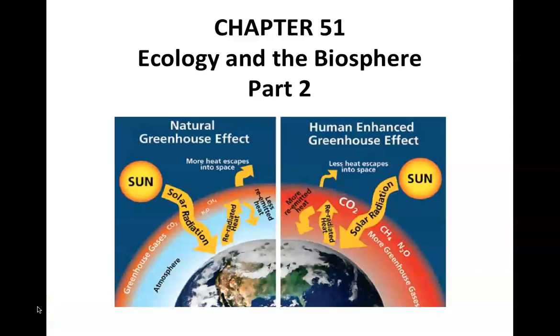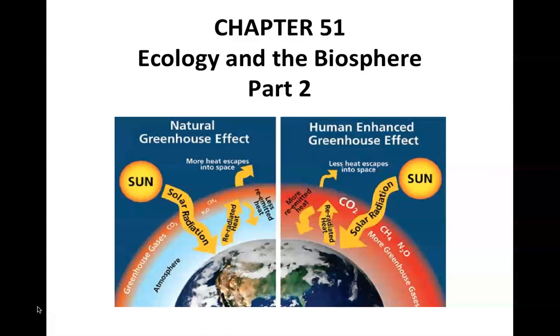Chapter 51, Part 2. So the last chapter I introduced you to ecology, and we looked at different levels of organisms, populations, communities, ecosystems, biosphere. And for Part 2, we're going to focus on that last one. We're going to focus on the biosphere. So the biosphere is basically everywhere that living organisms reside on Earth.